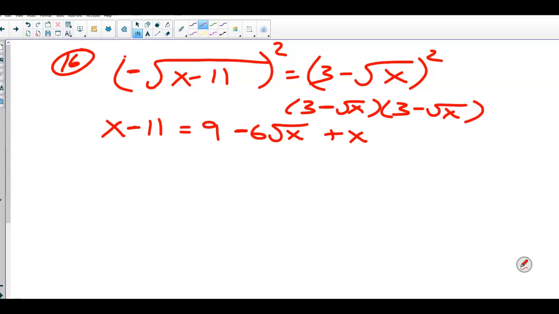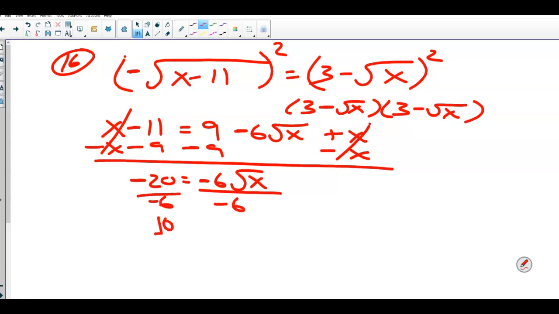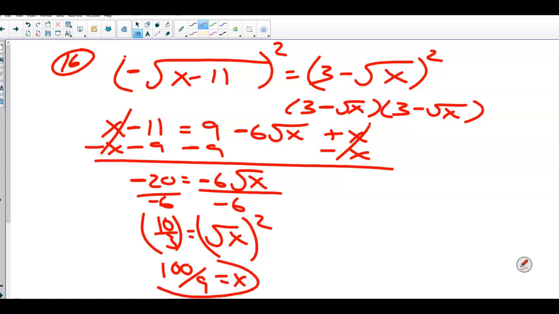Now what's nice here is now I have the problem down to one radical. So I need to isolate that radical. I subtract x on both sides, and I subtract 9 on both sides. What's nice is the x cancels. Negative 20 equals a negative 6 root x. We're going to divide by negative 6, and we end up with 10 over 3 equals root x. And now we're going to square both sides. And my answer is going to be 100 over 9 equals x.